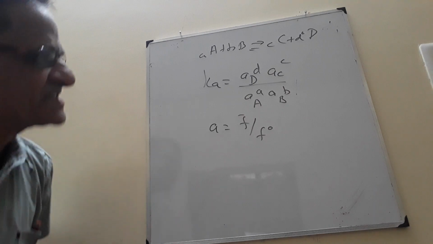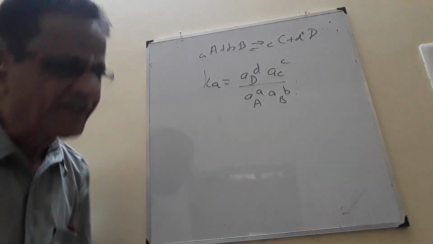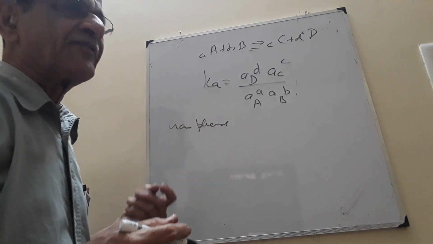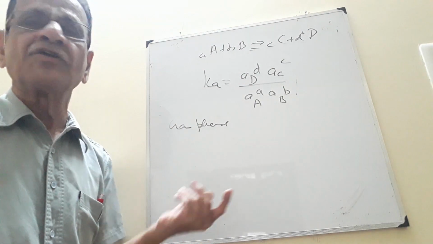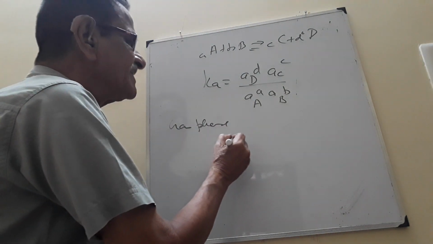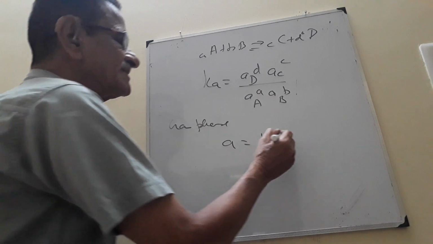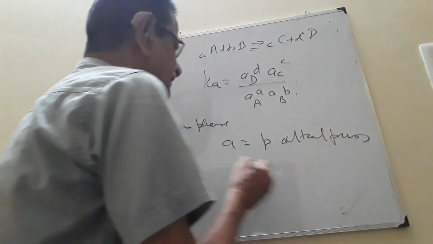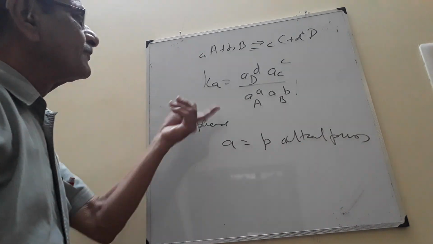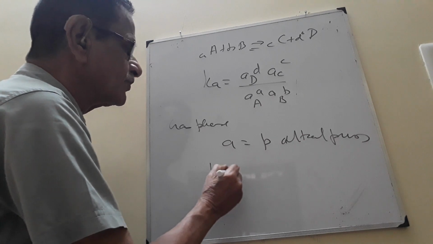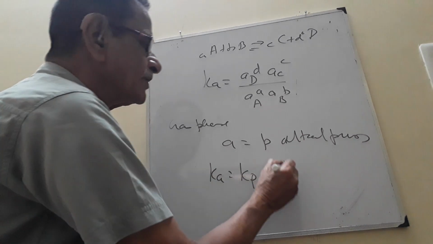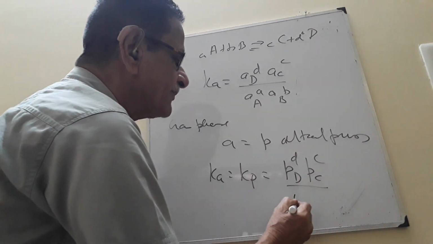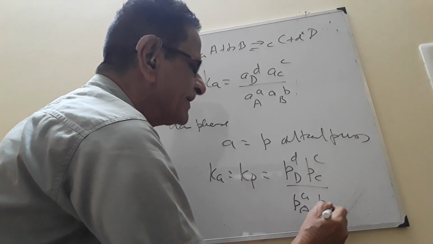Now, for gas phase reactions, as I told you, sulfur dioxide plus oxygen gives sulfur trioxide. Okay, methane plus oxygen. So, for gas phase reactions, activity is normally equal to the partial pressure. Activity equal to partial pressure. Okay, then that means this Ka is equal to Kp, that is equal to Pd power d, Pc power c, over Pa power a, Pb power b.